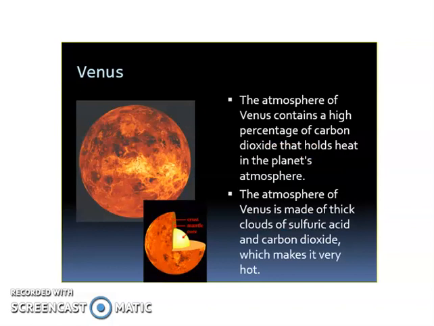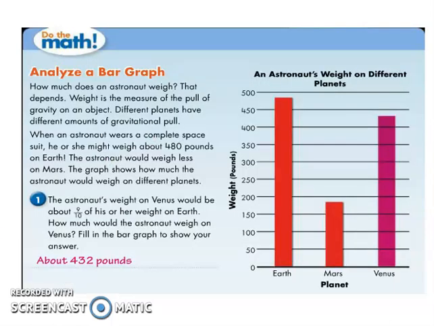Okay, so another characteristic of Venus is that the atmosphere of Venus contains a high percentage of carbon dioxide that holds heat in the planet's atmosphere. By the way, the reason why this planet is one of the hottest planets is because of carbon dioxide and sulfur. Remember that carbon dioxide is a hot gas. Okay? The atmosphere of Venus is made up of thick clouds of sulfuric acid and carbon dioxide, which makes it very hot.